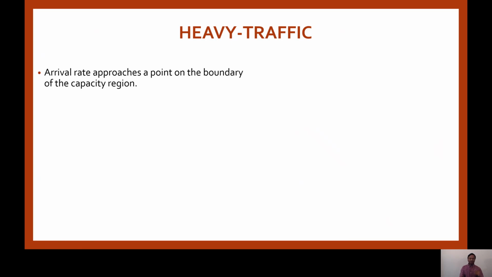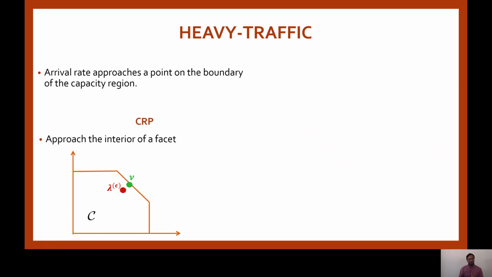In the single server queue, it was very simple. We just make lambda as close as possible to mu. But here, since we have so many mu's on the boundary, which one do we approach? That's the question. And in particular, there are 2 kinds of points on the boundary that we can approach.